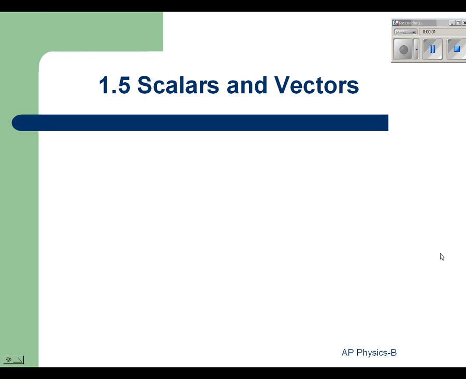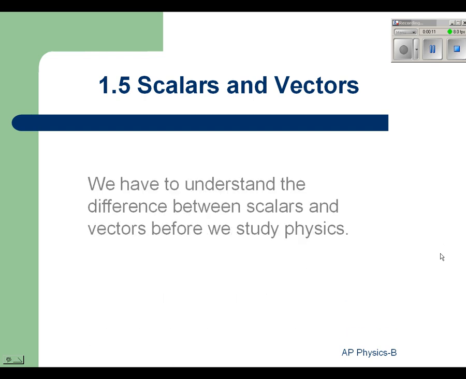We're studying AP Physics B. This is section 1.5, Scalars and Vectors. It's an introduction to the differences between scalars and vectors, what a scalar is, what a vector is. Because we have to understand the difference between these two, between a scalar and a vector, before we study physics. It's one of those definition things. We all have to understand what the definition of some terms are before we can start talking about it.